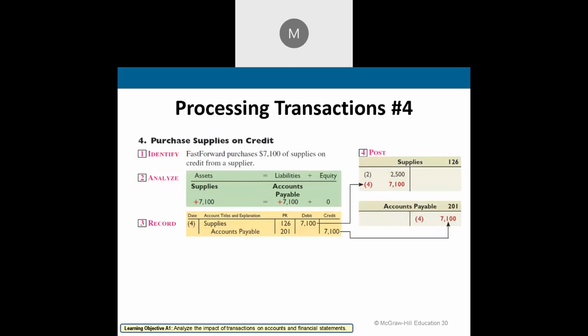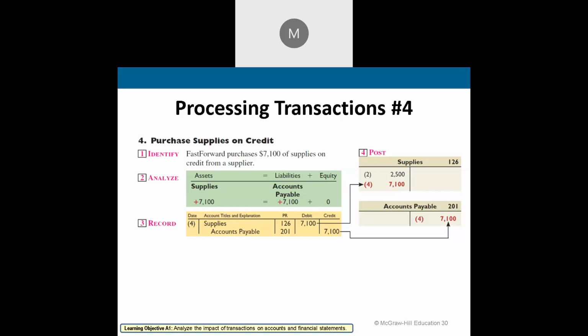Transaction 4. This one's a little different, yeah? We bought $7,100 worth of supplies on credit. Any time in accounting you hear the words on credit or on account, automatically think accounts payable or receivable. Okay? On credit or on account. I think it's accounts payable because eventually you do owe that. Correct. Absolutely right.